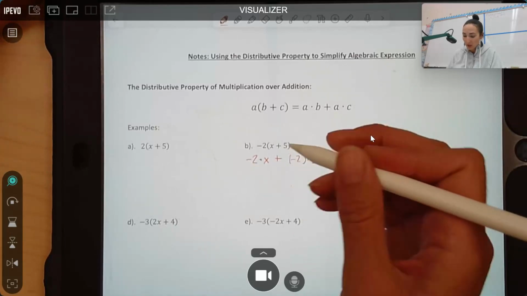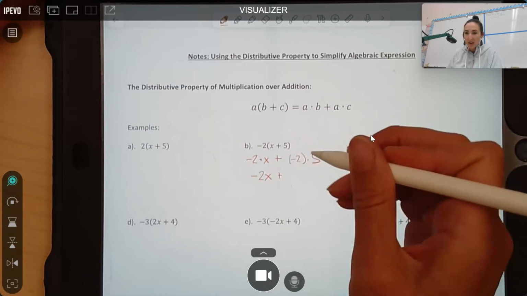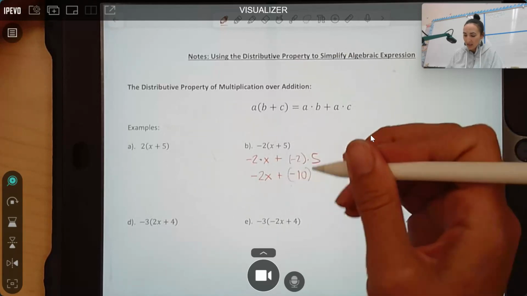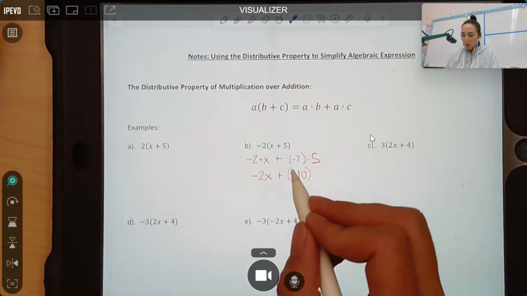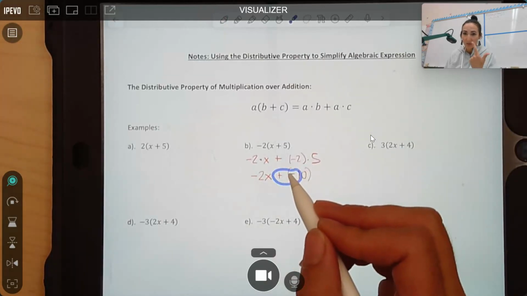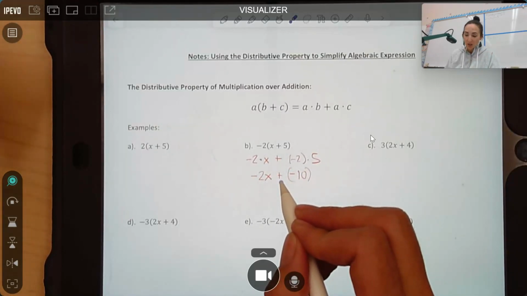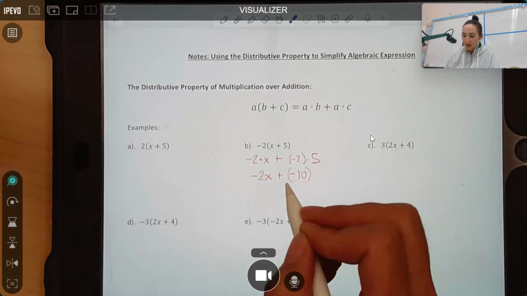I'm going to do that multiplication. -2 times x is -2x. Plus I have this -2 times 5 and I get -10. But I'm not done because this is not simplest form. I have two operation signs that can really be replaced with one. And just like subtraction is the same as adding the opposite, right now I have adding the opposite.